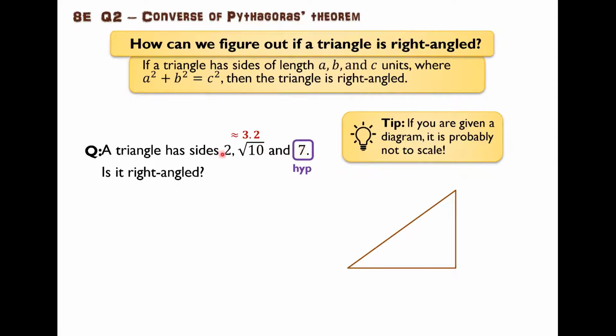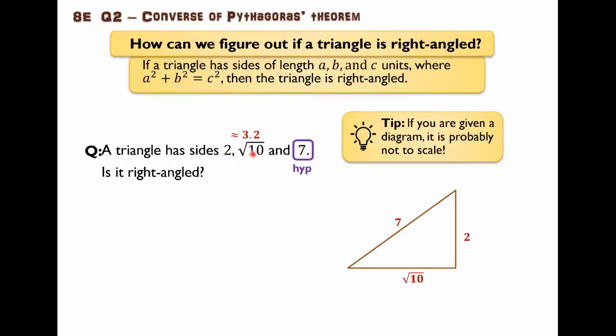So we want to check if 2 squared plus square root 10 squared equals 7 squared. Sometimes you'll be given a diagram like this, but always remember the diagrams are probably not to scale. This might look like a right angle, and maybe it is, but maybe it isn't. We need to check to find out. So, let's check this part first.